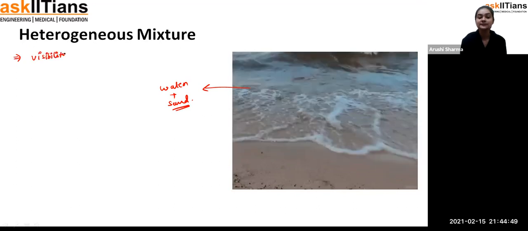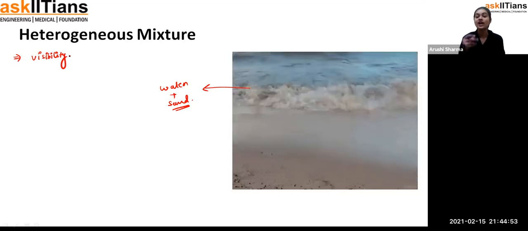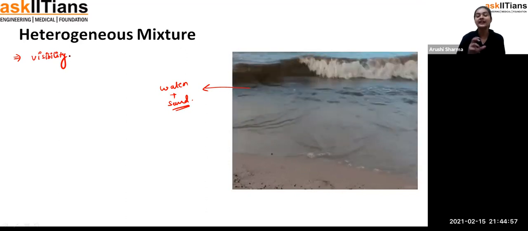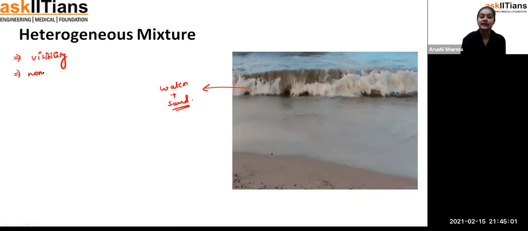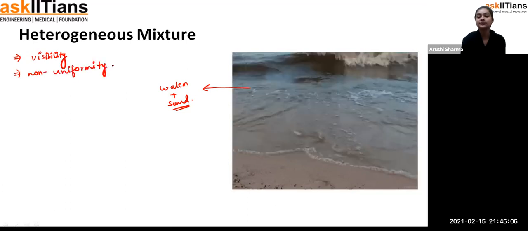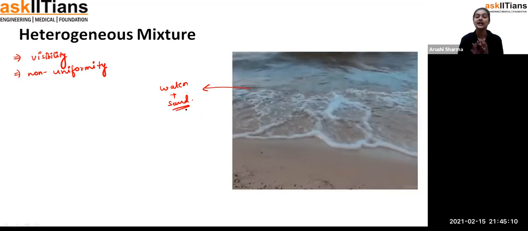Visibility will be there. That means whatever you are adding, as it is insoluble in water, it will settle down at the bottom, and you will have the idea that, okay, I have added sand into it. Fine. And it will have non-uniformity, because we can see that sand is not soluble in water, so you will get water separate and the sand separately. That's how.